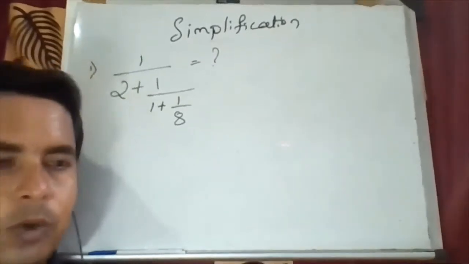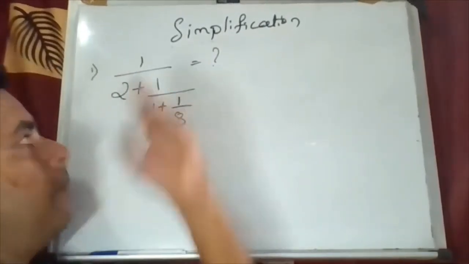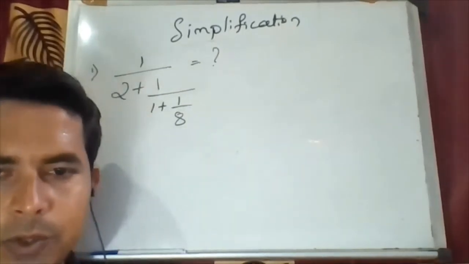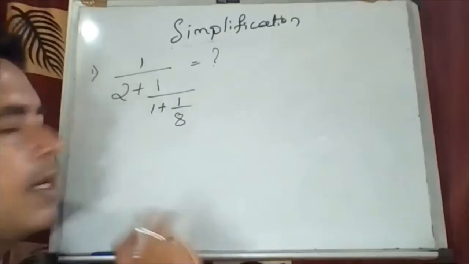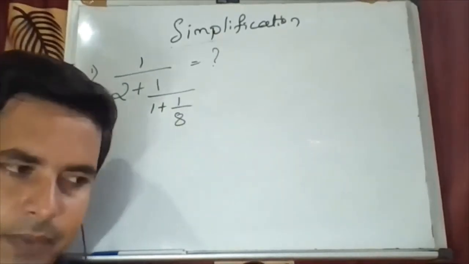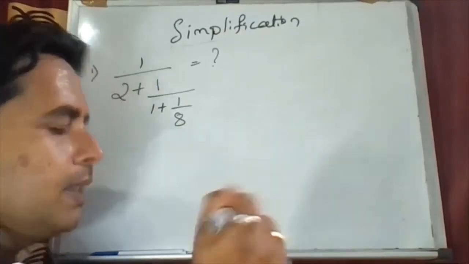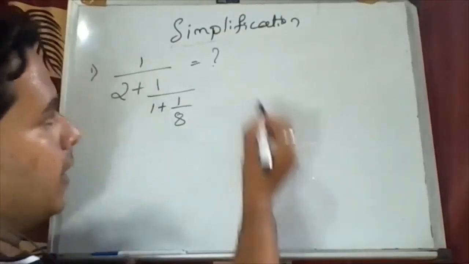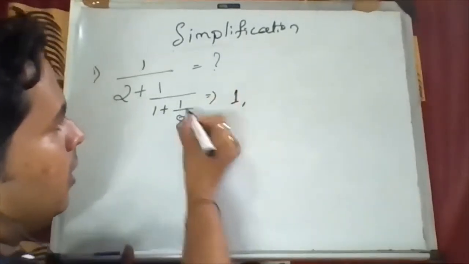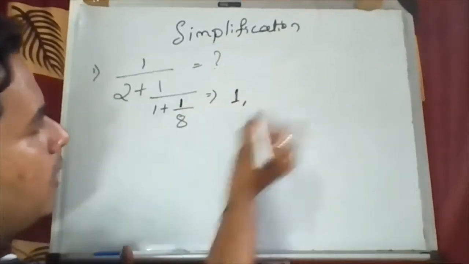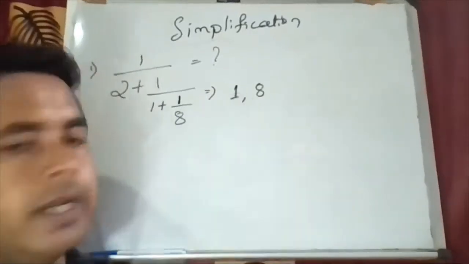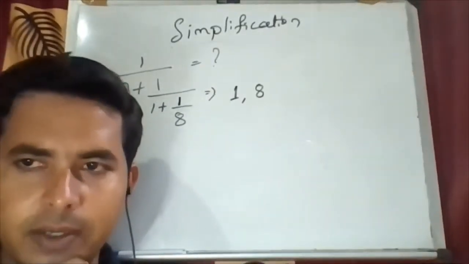1 by 2 plus 1, again 1 by 1 plus 1 by 8. Okay, so consider this last number 1 by 8. क्या दिया है? 1 by 8 is given. Just write here 1 by 8. First write this one numerator value, then side write denominator value. First write numerator value, then write a denominator value.